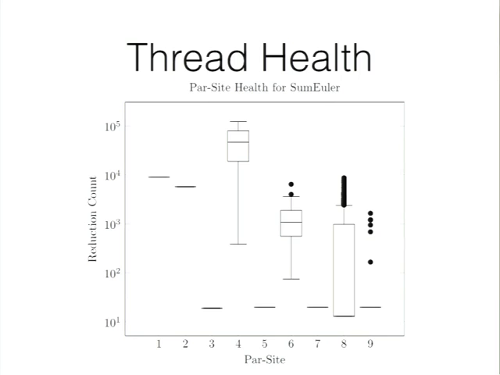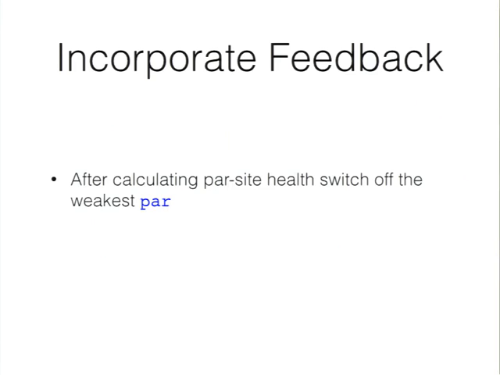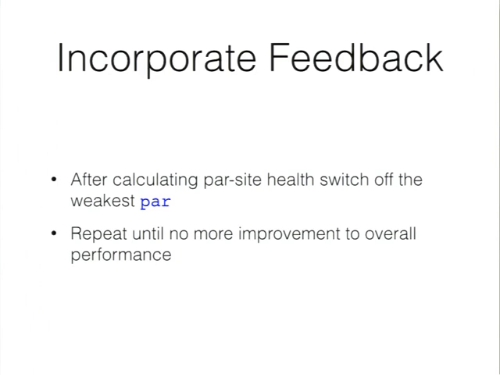So already, if you had seen this in a profile, you would say, okay, well, let me try turning off the ones that don't seem to be doing anything. And you would probably get a better speedup. Okay, so how do we incorporate the feedback? We calculate this parsite health, and then switch off the weakest one. Okay? We say, okay, you're not contributing much to this program, so why don't you just take a seat? Okay? And then we repeat that until there's no performance increase.